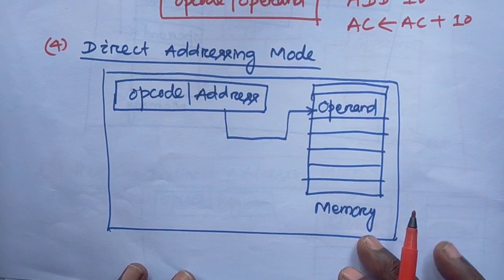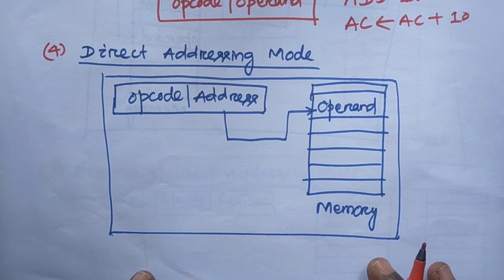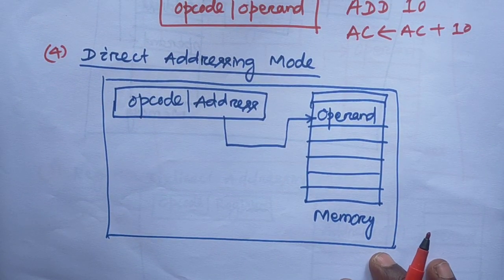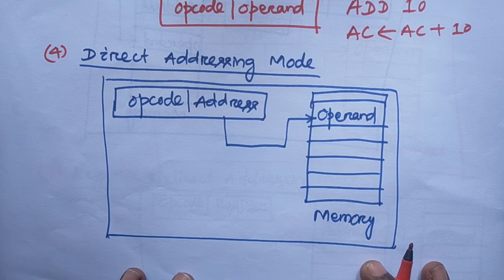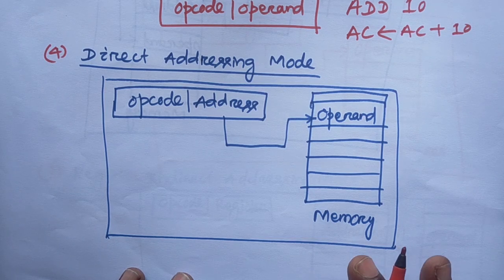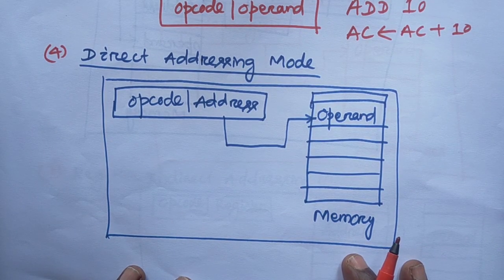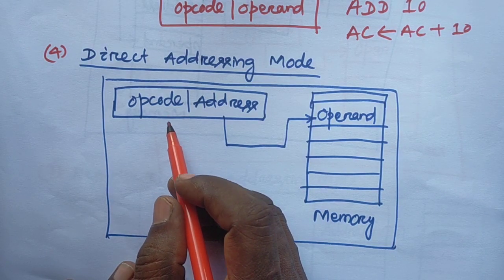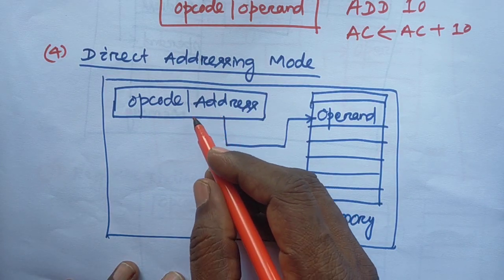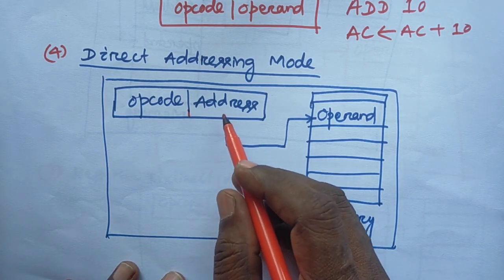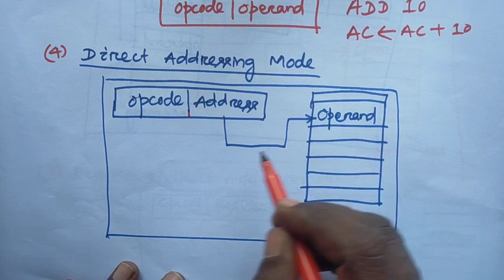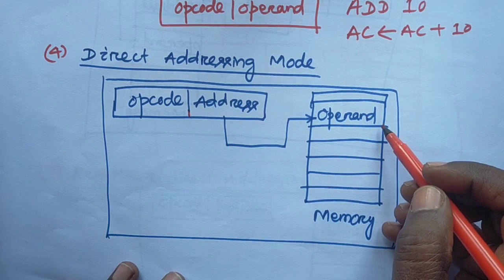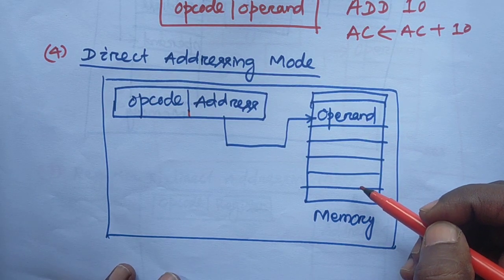Another is the direct addressing mode. In the direct addressing mode, the operand address is available directly, so only one reference is required to access the data from memory. As you all know, an instruction has one part that is the opcode and another part that is the address part where the data is available. Going directly to the operand address accesses the data in memory.